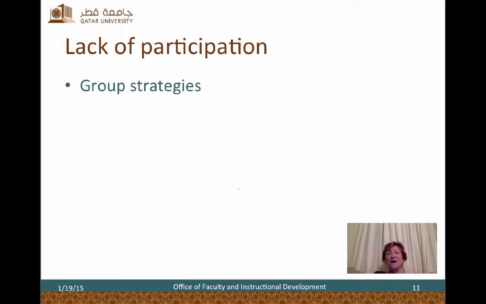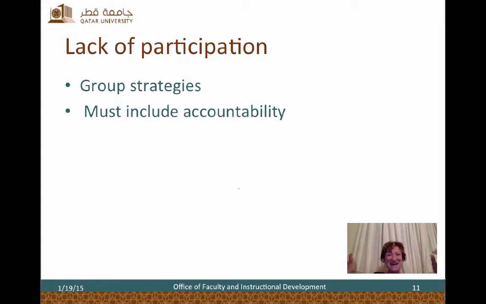Another way to increase participation is to use group strategies. Now, you think, how am I going to use group strategies in this great big class? You can do it, but you must include accountability. In other words, you must have some way that the groups know you're going to check to make sure they're doing what you ask them to do.